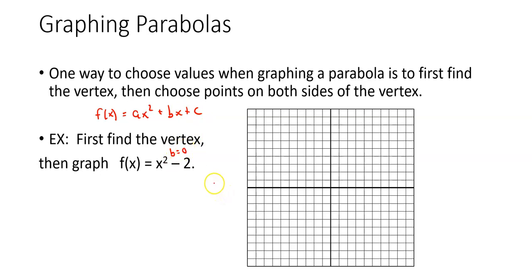So if the coordinate is negative b over 2a and b is 0, then the x coordinate is just going to be 0. Right? So if you see one of these equations like x squared minus 2, where there's no x term, then the x coordinate of the vertex is 0. In this case, the y value would be negative 2. So my vertex is 0, negative 2. I can also tell the graph opens upward because the number in front of the x squared is 1, and 1 is a positive number. So if it's greater than 0, it opens upward.